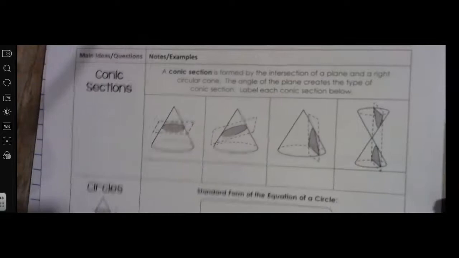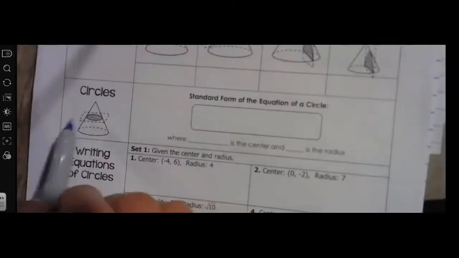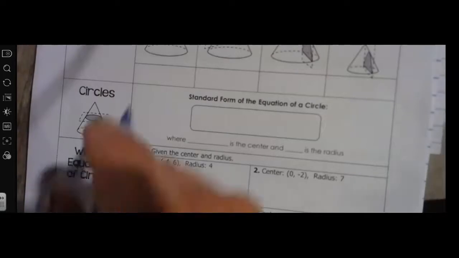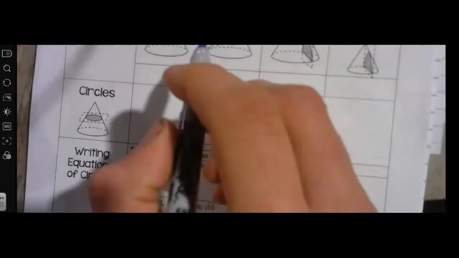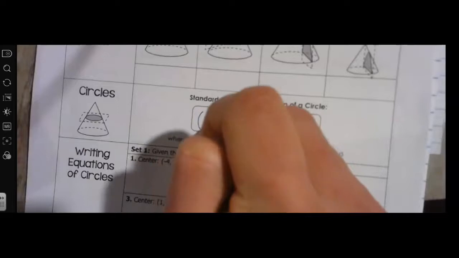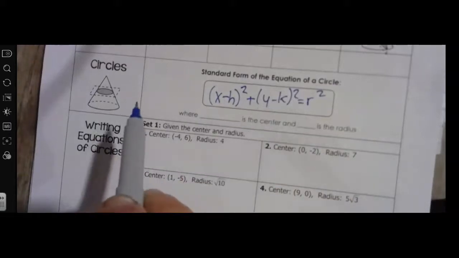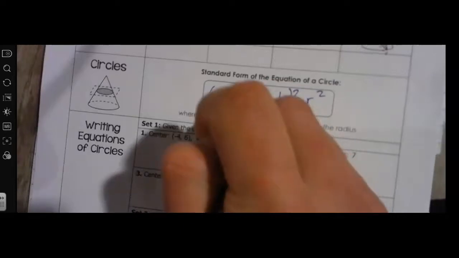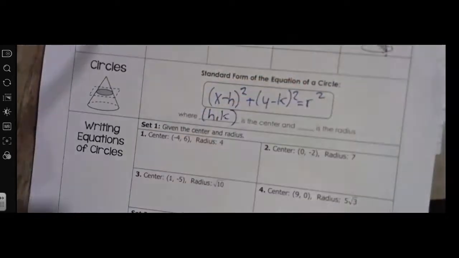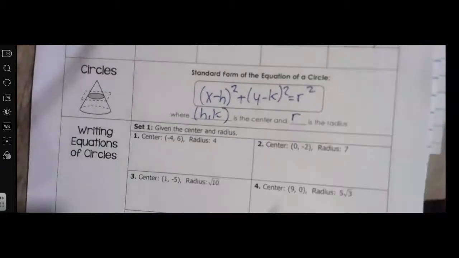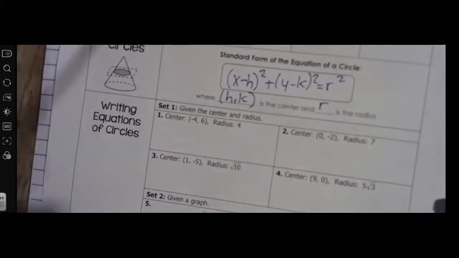So the first one we're going to talk about, first slice here, is a circle. If we cut this cone this way, like a little wedge, then we're going to get a circle. And the equation for a circle, you don't have to memorize. Just have it handy and be organized. (x minus h) squared plus (y minus k) squared equals r squared, where h comma k is the center of the circle and r is the radius, and we plug in those numbers.